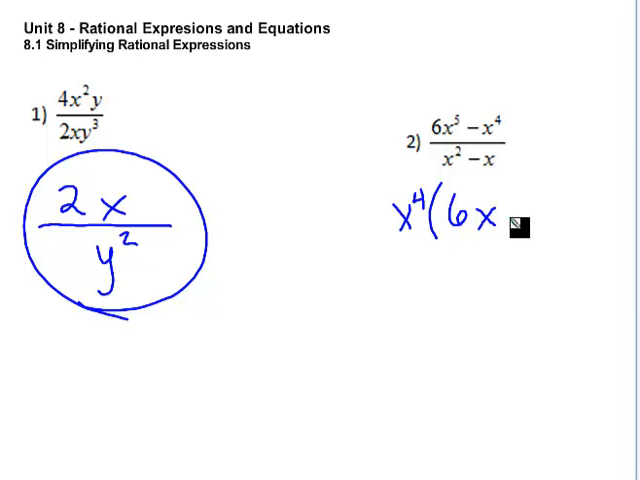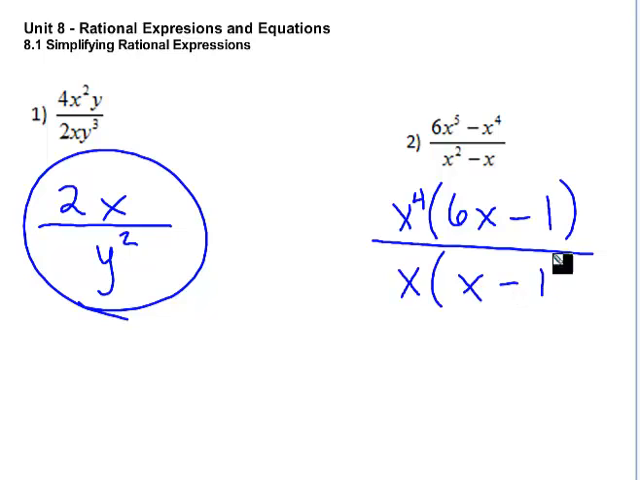6x minus 1. When we take an x to the 4th out of x to the 4th, we still have 1 left, over. Okay? Over. What's the greatest common factor in the denominator? X. When we take the x out, what do we have left with? X minus 1. Yep, x squared minus x.